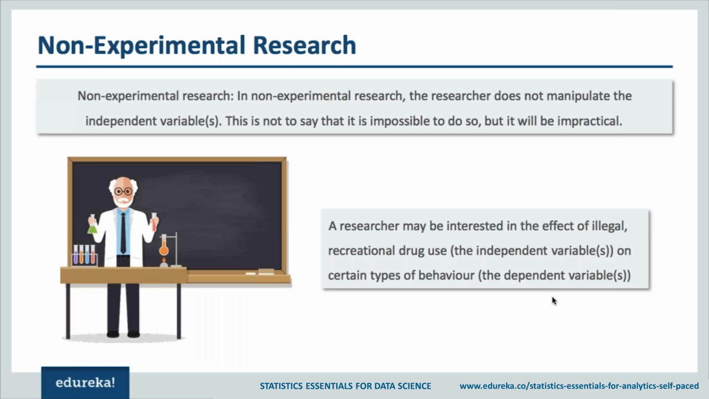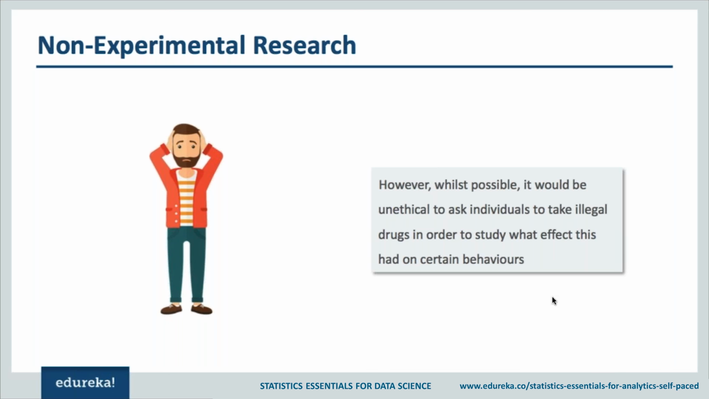What is our objective? The dependent variable is what is going to be affected by the inclusion or exclusion of the independent variable. It would be unethical to ask individuals to take illegal drugs in order to study what effect this had on certain behaviors. So this is a kind of non-experimental research. You cannot modify the independent variable, which has its own effect on the dependent variable.